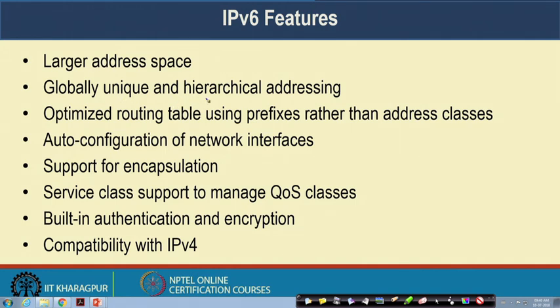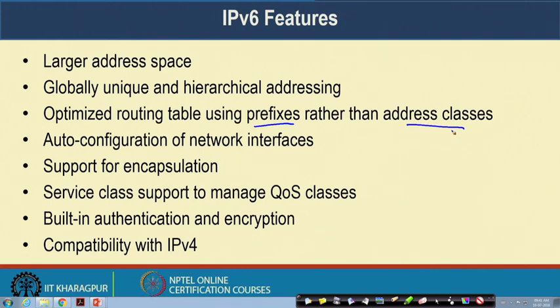The third feature is the optimized routing table using prefixes rather than address classes. Here you just look at the initial few bits of the address and determine in which path of the hierarchy the device belongs, and accordingly you route the packet along that path. That way you can optimize the routing table rather than having routing based on classful addressing.